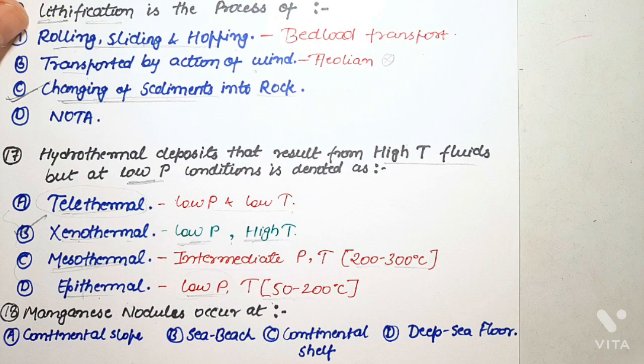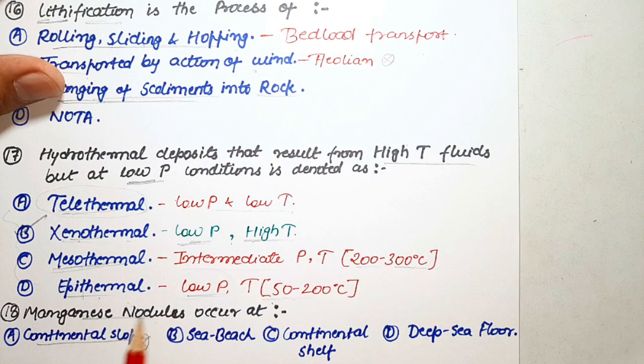So as per the options, if we check, the first one is continental slope. This is incorrect because manganese nodules are formed at the floor of the ocean or the seafloor of every ocean. Sea beach, this is also incorrect. Continental shelf, this is also incorrect. D, deep sea floor, this is the correct answer.